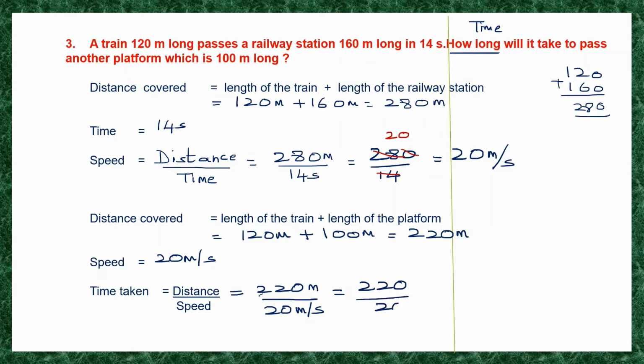220 divided by 20. Cancel. 2 11s are 22. So now it is 11 and the time is in seconds. As you can see, it's meters per second, so the time will be in seconds. So this is our answer. The question is, how long will it take to pass another platform which is 100 meters long? It will take 11 seconds.